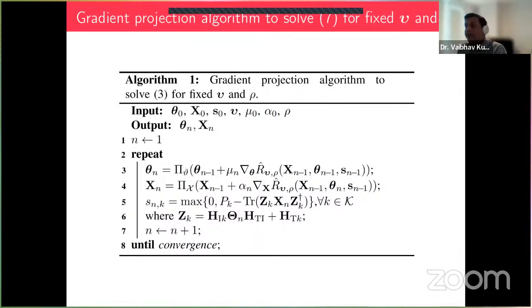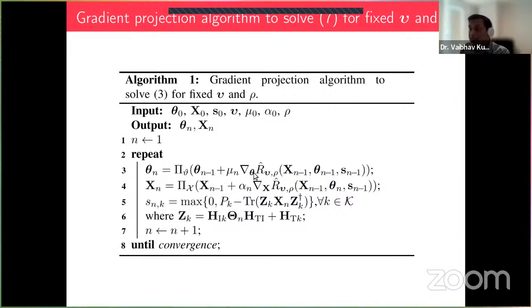So now here is the basic gradient projection algorithm, what we do in there. This algorithm is for fixed epsilon and rho. So we input theta naught, start with a feasible theta or a random theta, some random transmit covariance matrix as S naught, epsilon, mu naught. Mu naught is the step size, alpha naught is the step size, and rho is my penalty parameter.